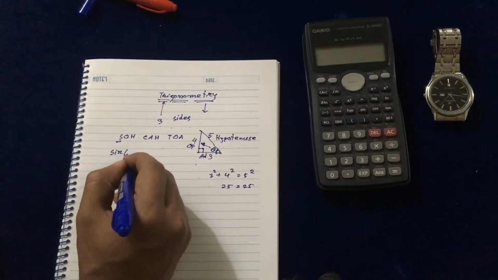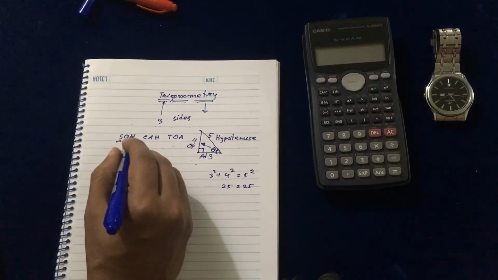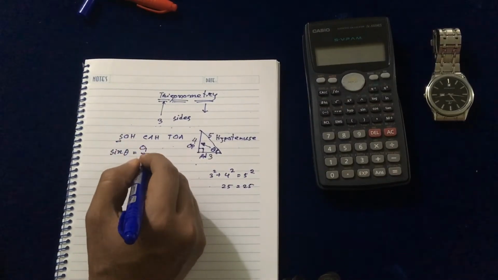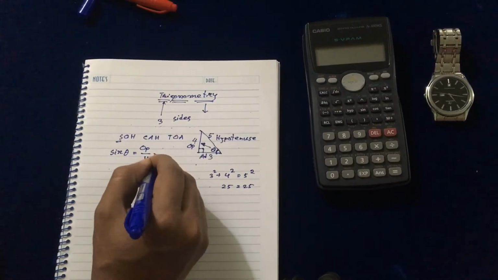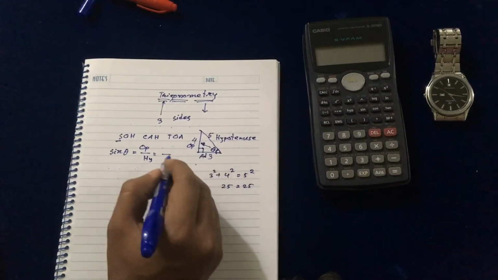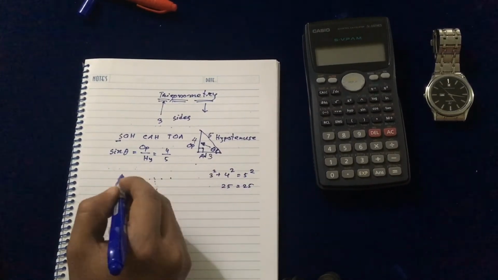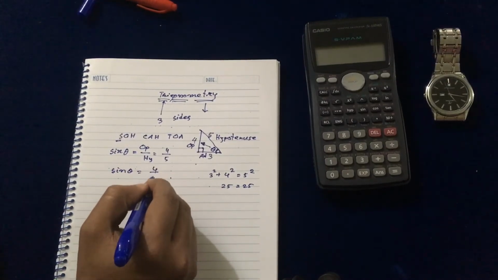So for the sin theta formula, the relation is opposite divided by hypotenuse. What is the length of the opposite here? Opposite is 4 and hypotenuse is 5, so this is 4 divided by 5. That means in this figure sin theta is 4 divided by 5.